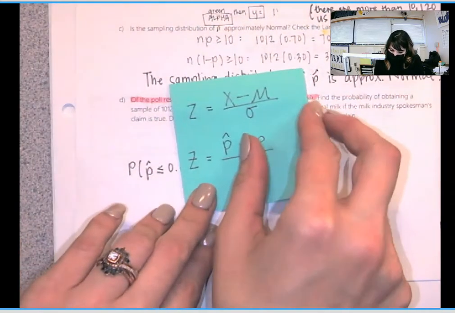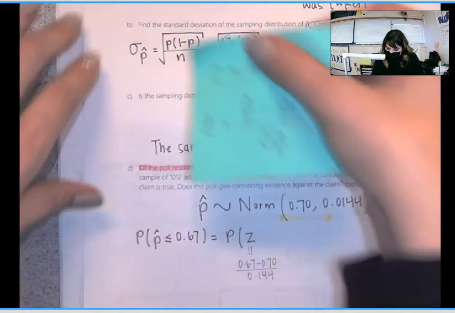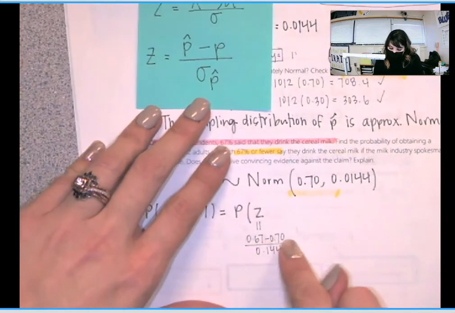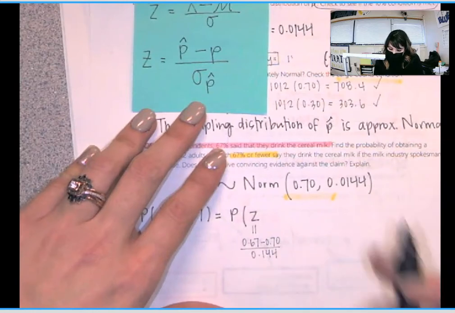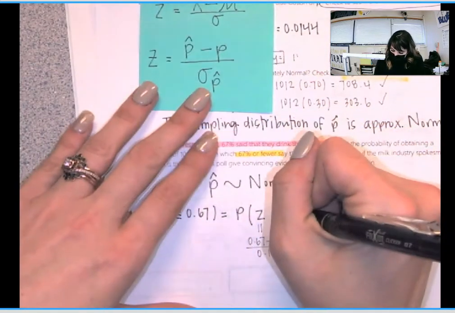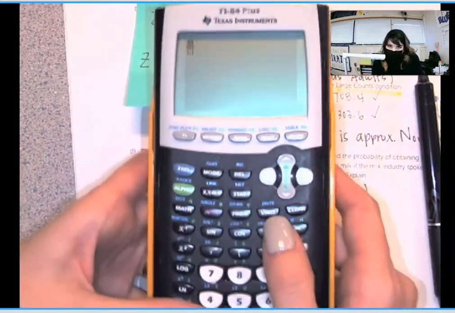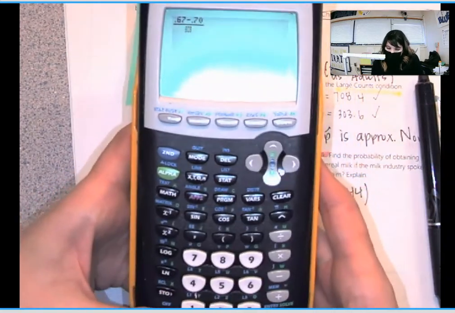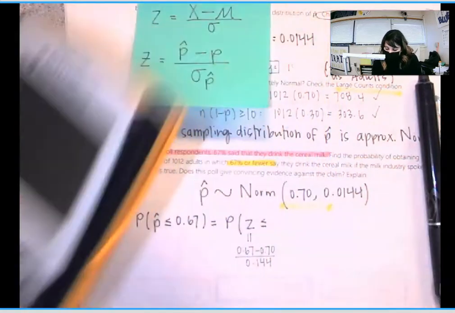Okay. So I'm going to put that on my paper. So that's what I did here. P hat minus true p divided by standard deviation. Okay, this is less than or equal to, and now I got to plug that in. Now that I know how to get a fraction in, I'm just going to use that once again. So 0.67 subtract 0.70 divided by 0.0144. I get negative 2.08.